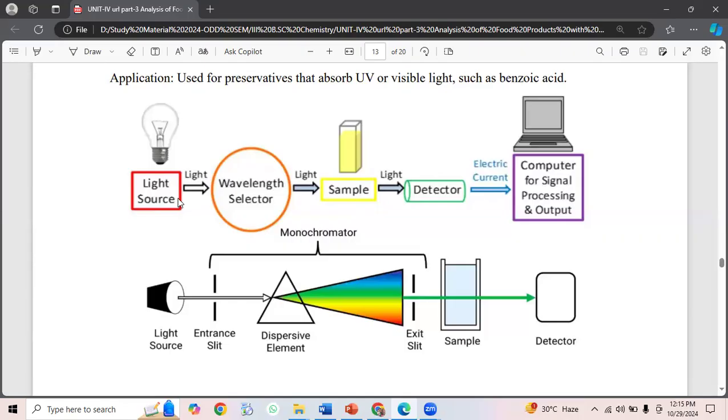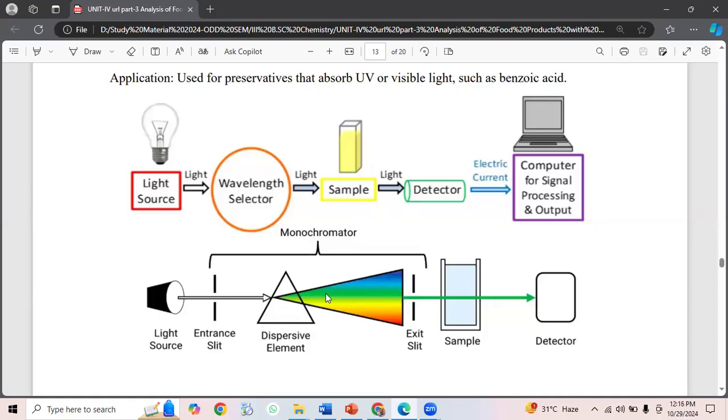Then we pass the light source. A UV visible spectrometer has a light source, usually a combination of a deuterium lamp for UV light and a tungsten halogen lamp for visible light. The broad spectrum light passes through a monochromator to isolate the specific wavelength for the analysis, selecting a specific wavelength of light to pass through the sample.